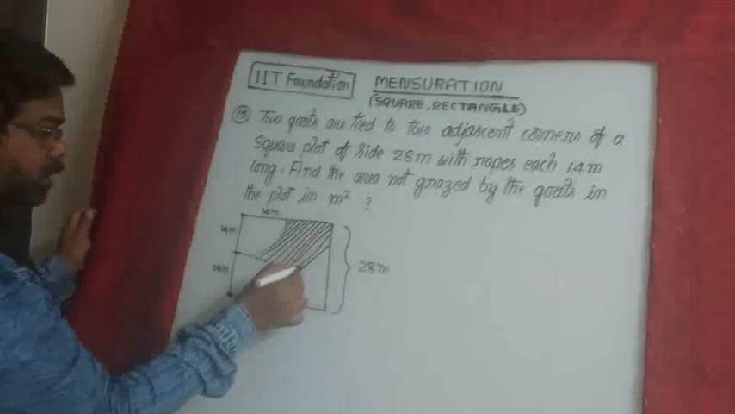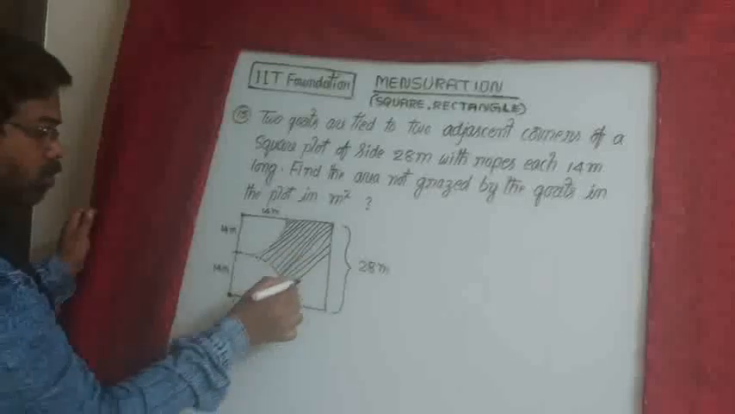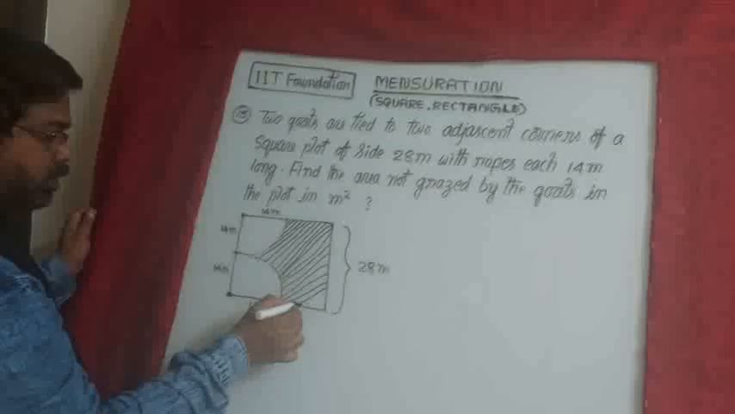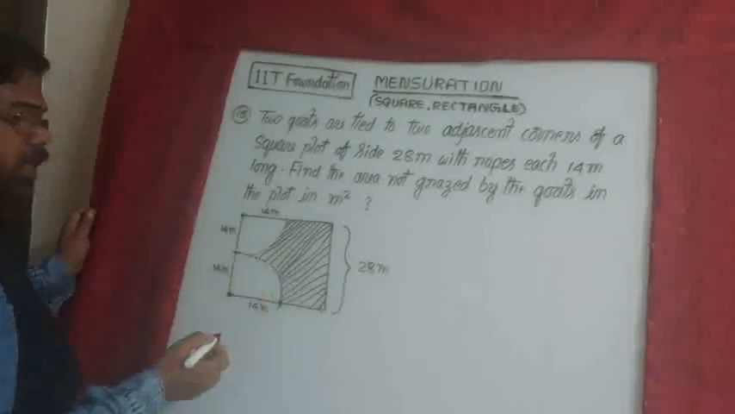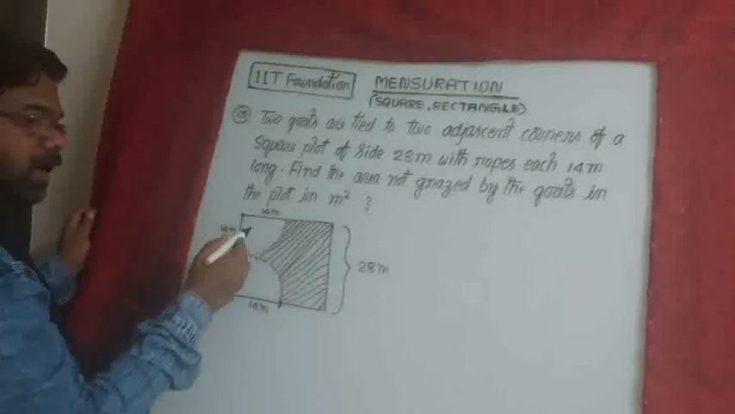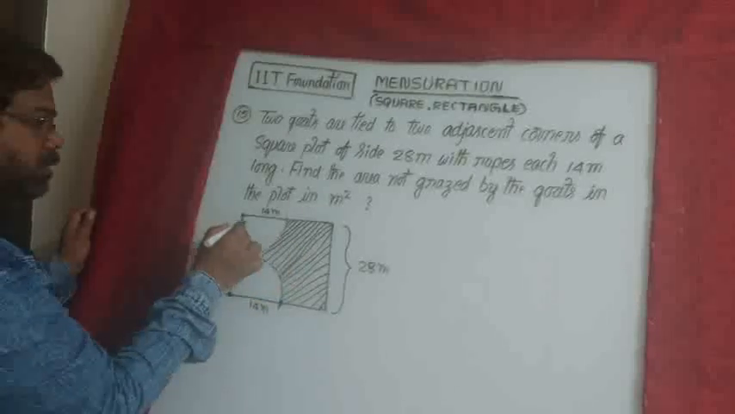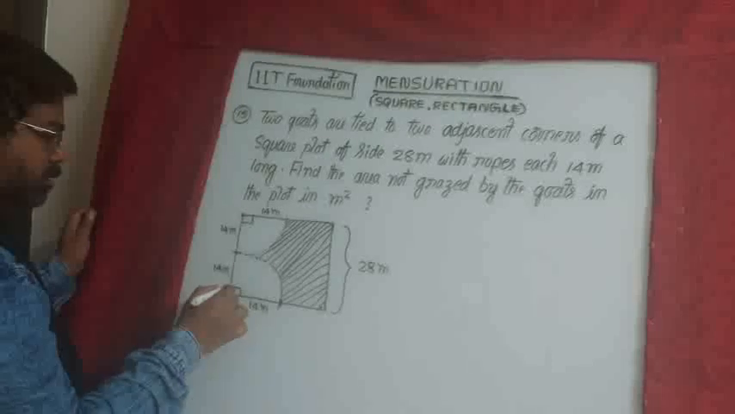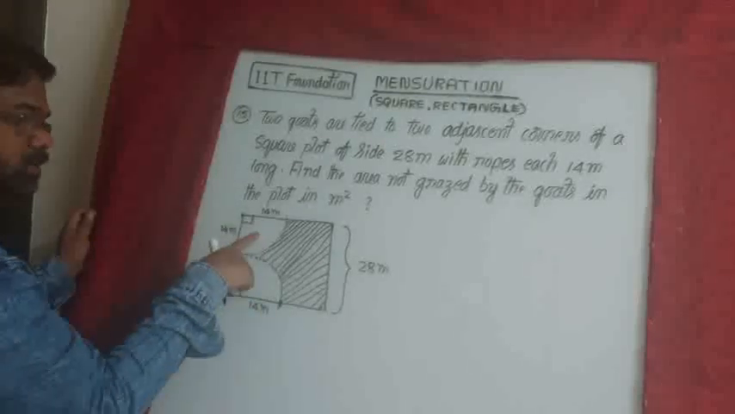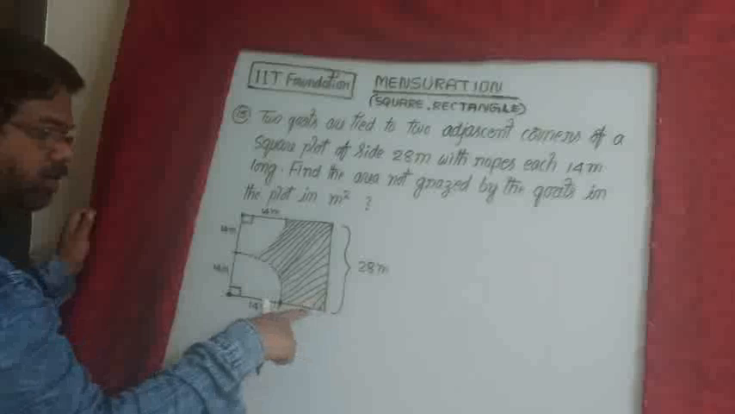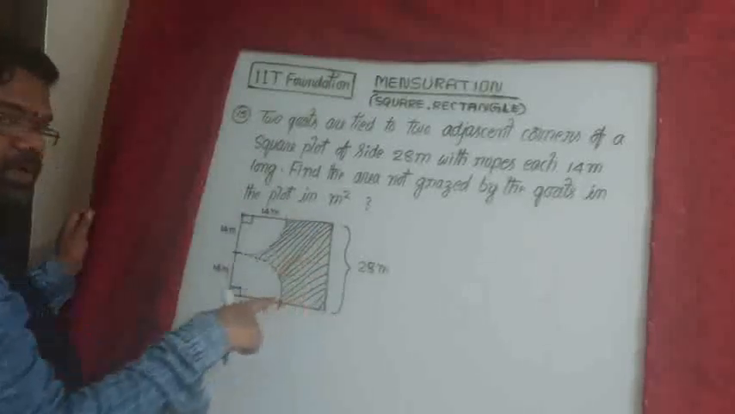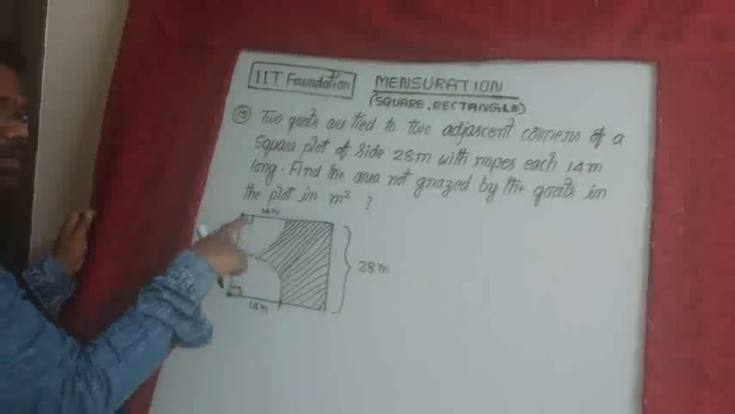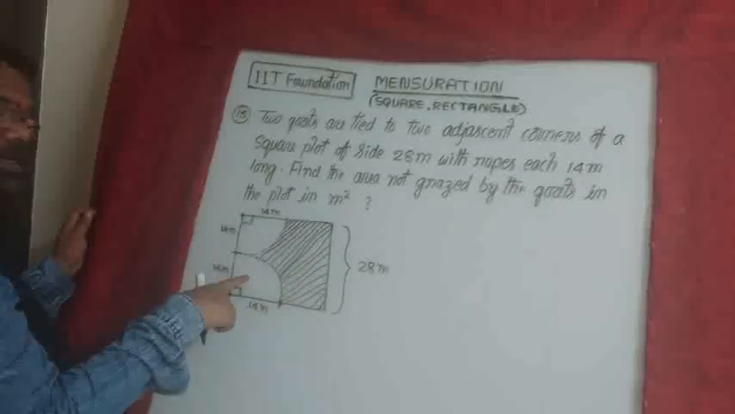So this is the area not grazed by the goats. This part we require, the shaded portion. Now how can you calculate? What is the plan to get this value? Here angle is how much? 90 degrees. Here also angle is how much? 90 degrees. These are the two sectors. So this is the square. Square area you have to calculate minus two sectors area.